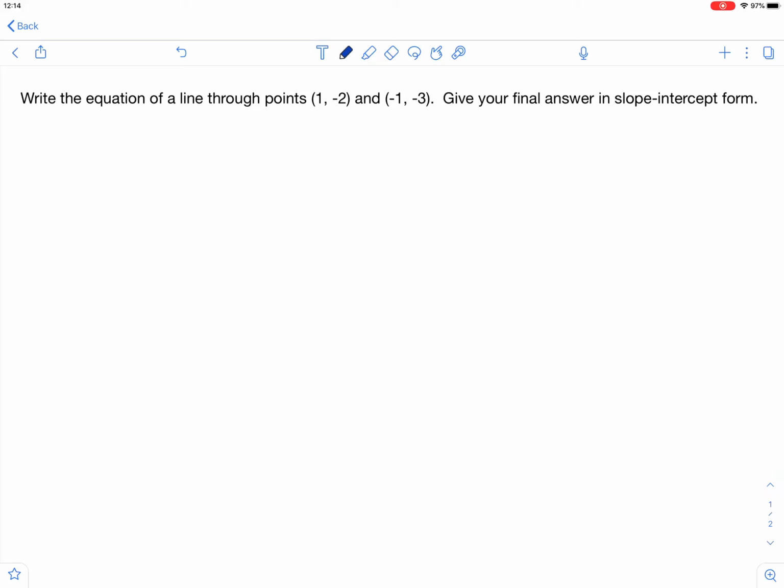Here we are going to write the equation of a line through 2 points. So the general things you need to know to be able to do this, you need to know how to find the slope between 2 points, and that is the difference in the y coordinates over the difference in the x coordinates. And from there, you can either use something called point slope form, which I tend to use more often. It's y minus y1 equals m times x minus x1.